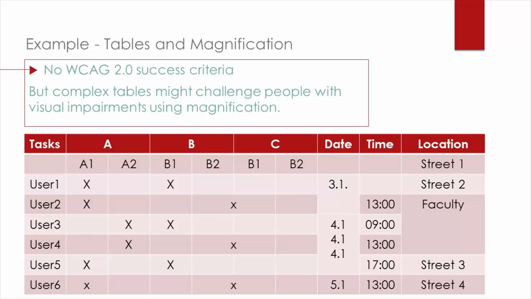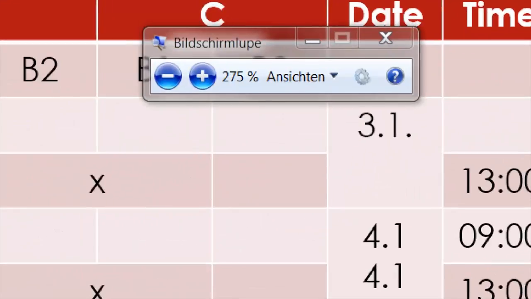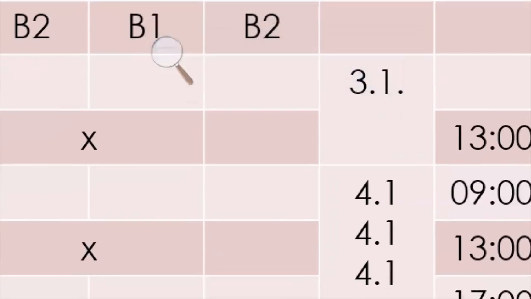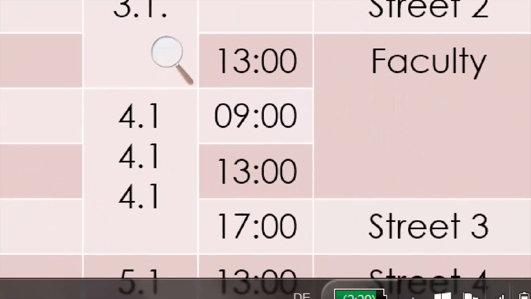Let's have a look at two examples about potential barriers and the usage of assistive technologies. Complex tables might cause barriers for visually impaired people, especially when using a screen magnifier. Tracking across rows can be very frustrating then.